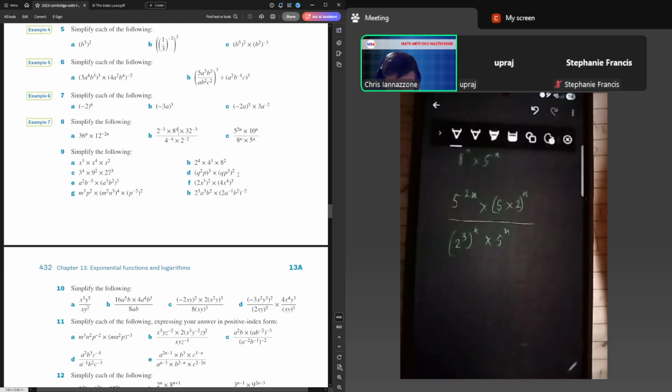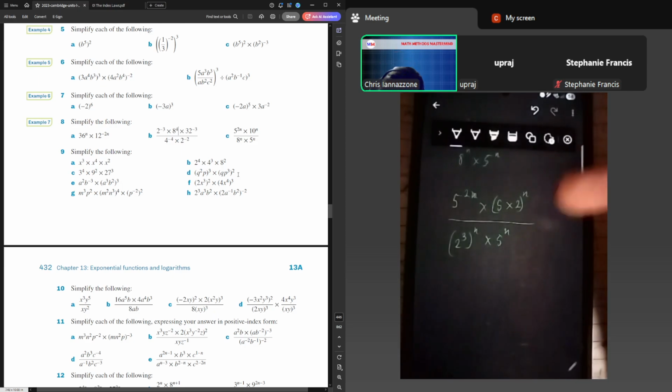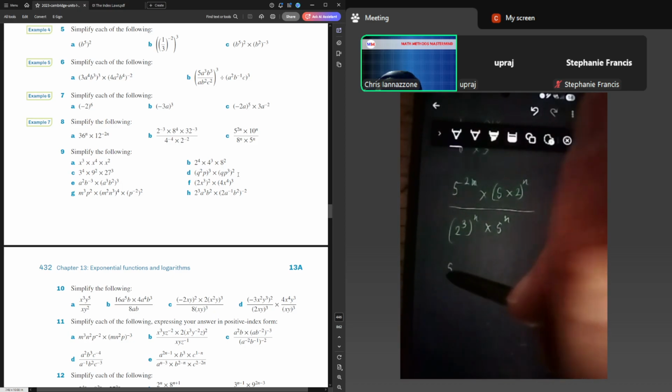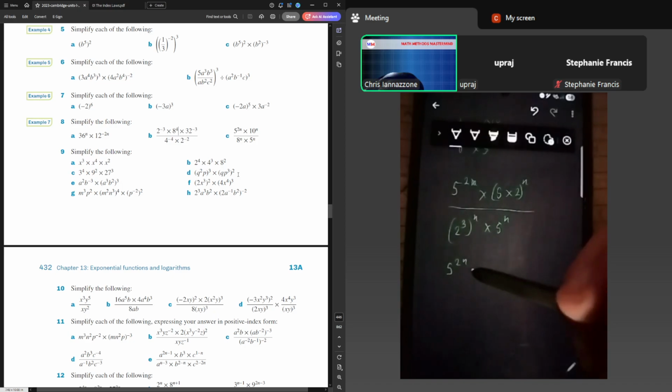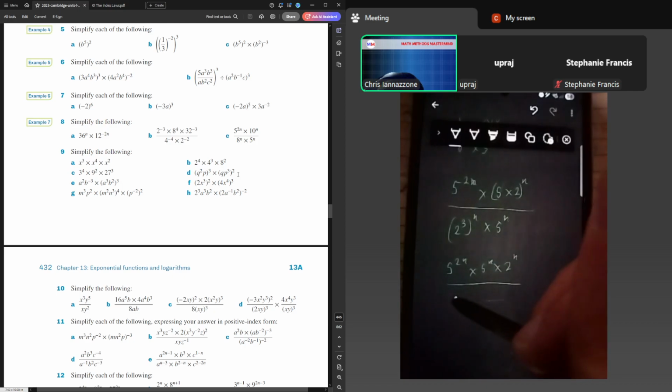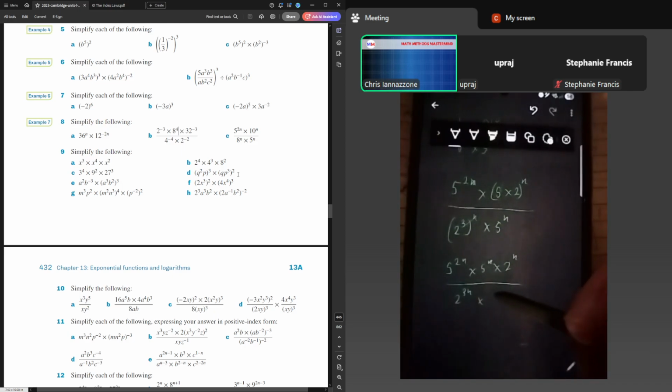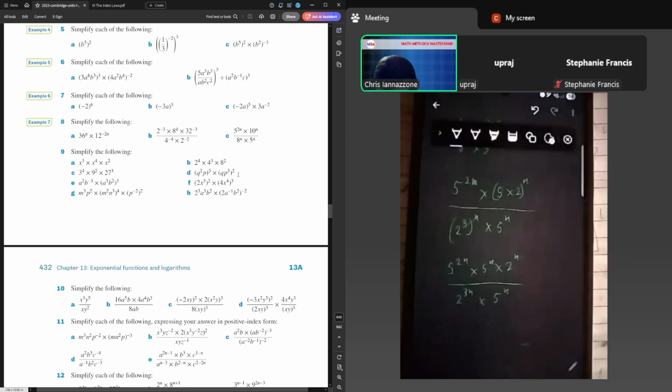It's probably easier to just leave them as the string of multiplications, though. So you have 5 to the 2n, 5 to the n, because you bring this one into here, and then 2 to the power of n from that one. Lastly, you have 2 to the 3n from combining these via multiplication, and then you have 5 to the n, which was just what it was before.